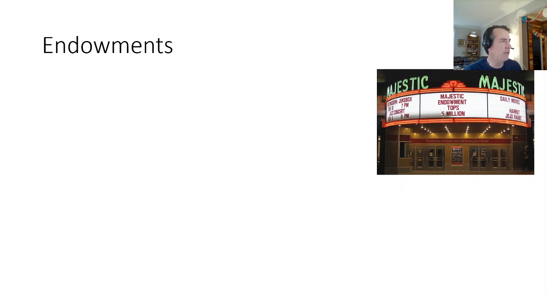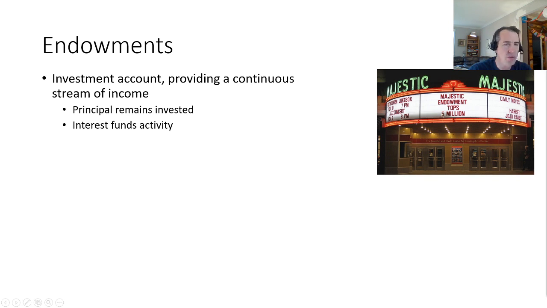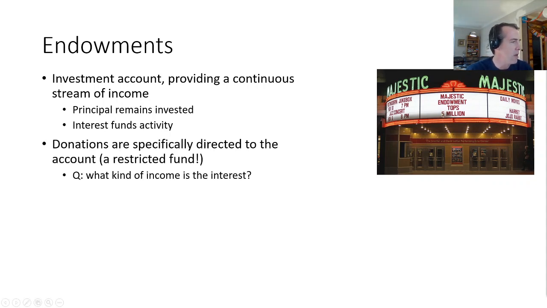The next fundraising vehicle is the Endowment Fund. The Endowment Fund really ensures a sustained future for the organization. It's an investment account, so the principal will stay invested while the interest that is generated funds the activity. The organization just uses the dividends and the interest, usually without withdrawing the principal. And with an endowment fund campaign, the donations go specifically into this account.